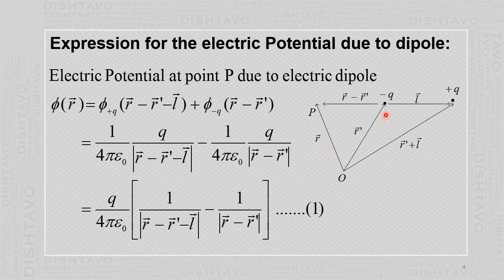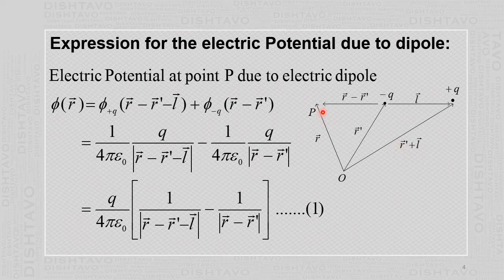Then the position of minus q is given by position vector, vector r dash, and then by using the law of triangle of vectors, this vector plus this vector equal to this vector. This r dash plus r minus r dash equal to r. Then this is vector L. So again we use the law of triangle of vectors for this triangle. So this vector, which is r dash, plus this vector, which is vector L, is equal to this vector, vector r dash plus vector L.